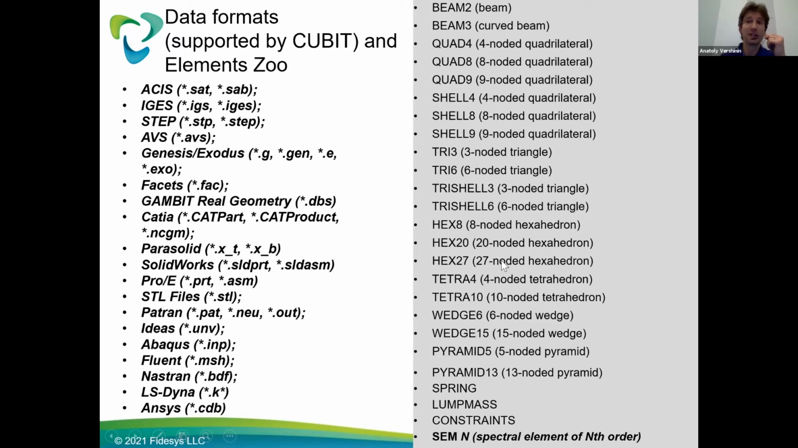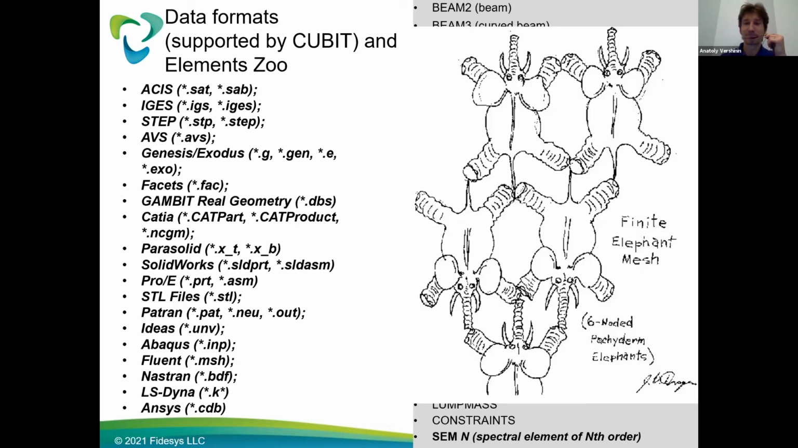However, one element is still missing, and maybe Coreform developers should take it into account if we speak about not only finite element mesh, but also finite elephant mesh. So hopefully in the next release of Cubit, this will be available as well.